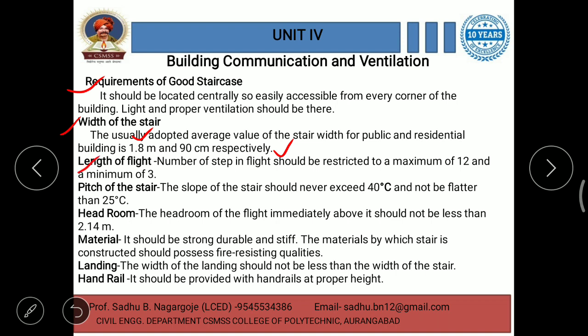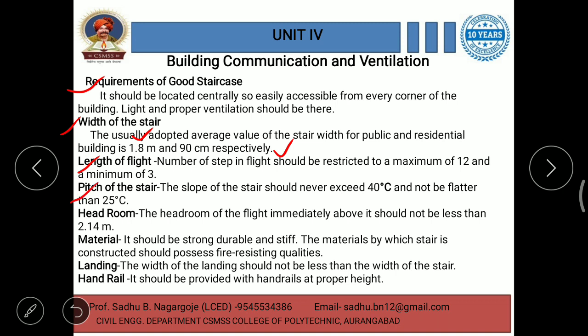Then length of flight. The number of steps in a flight should be restricted to a maximum of 12 and a minimum of 3. The number of steps in a single flight should be restricted to a maximum of 12, and there should be a minimum of 3.